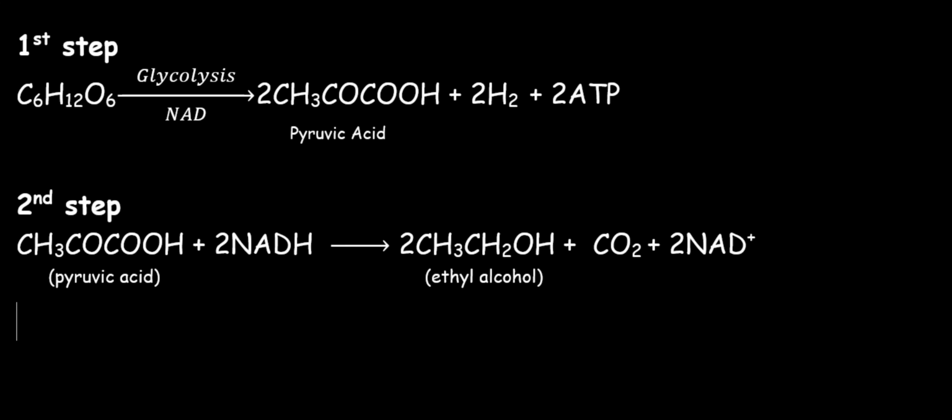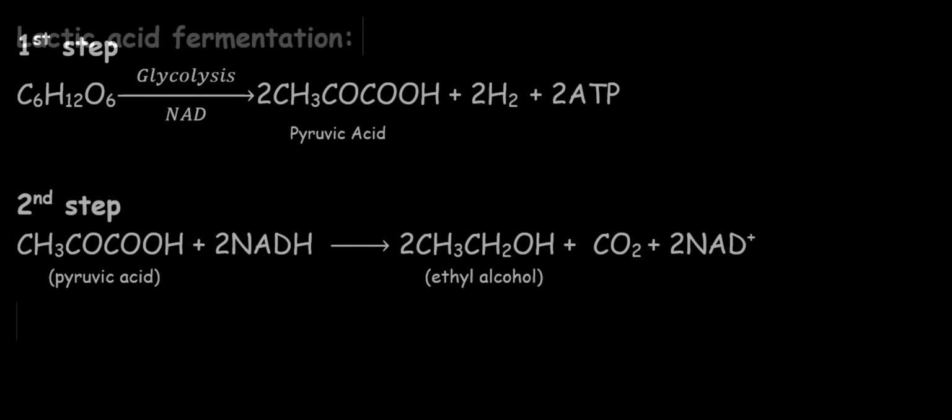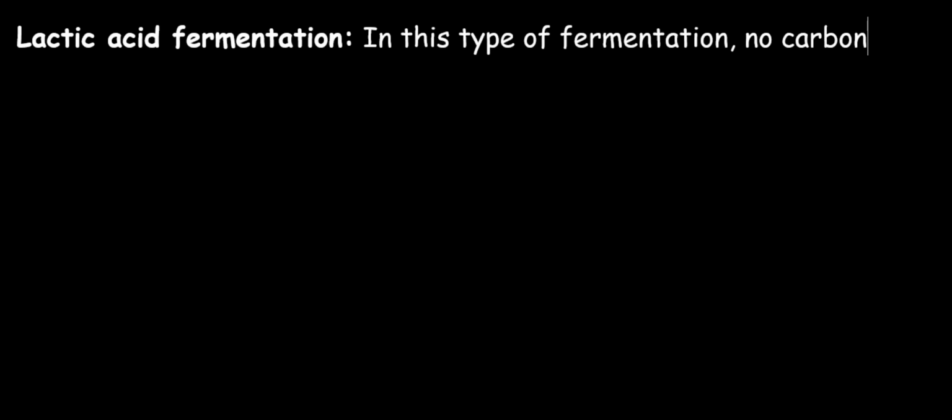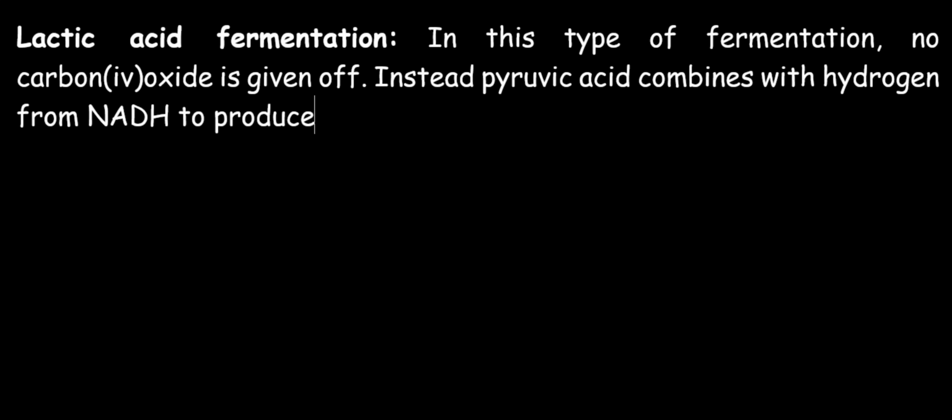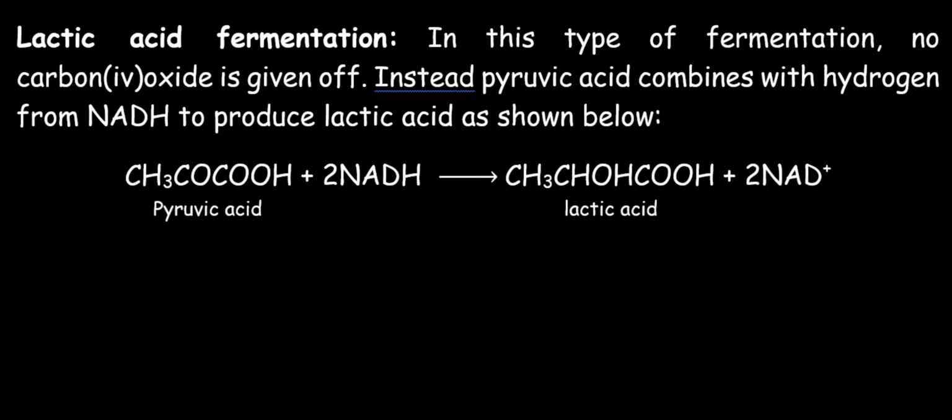And in the second step, we see that the pyruvic acid accepts the hydrogen from NADH and it then becomes an alcohol. NADH is nicotinamide adenine dinucleotide with a hydrogen, and when this hydrogen is given to pyruvic acid, the NADH is reduced. There is another type of anaerobic respiration. This is known as the lactic acid fermentation. In this type of fermentation, no carbon dioxide is given off. Instead, pyruvic acid combines with hydrogen from NADH to produce lactic acid, as shown below. As seen in this chemical equation, the pyruvic acid accepts hydrogen from NADH and is reduced to lactic acid.